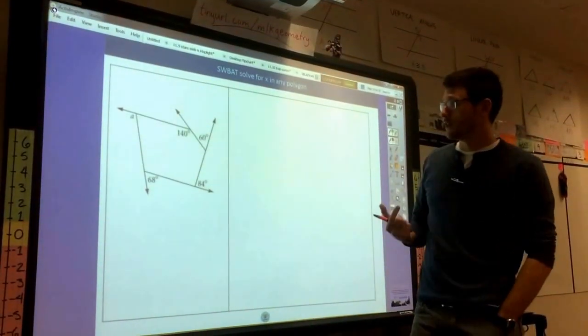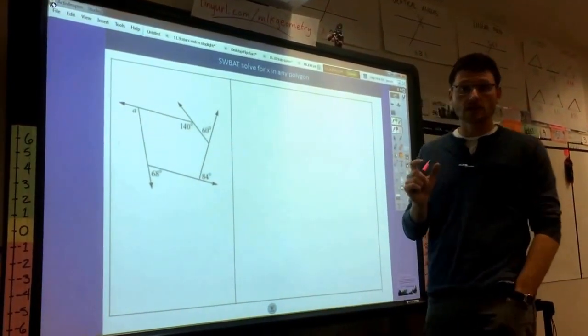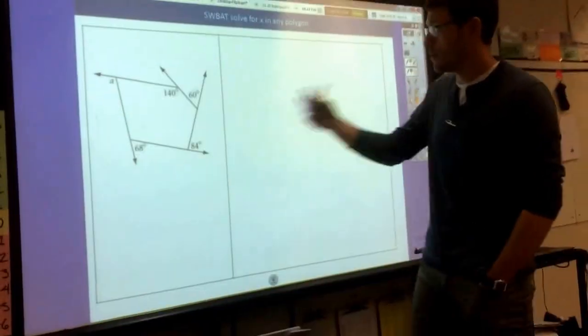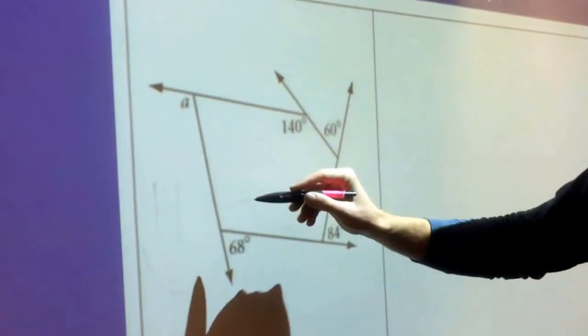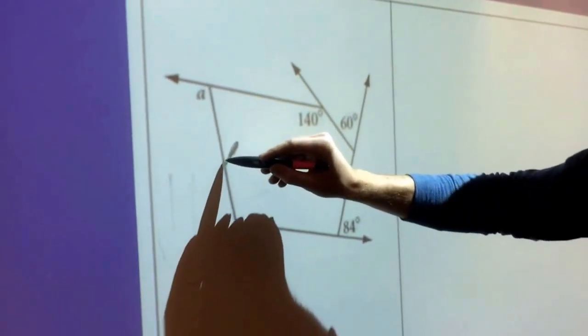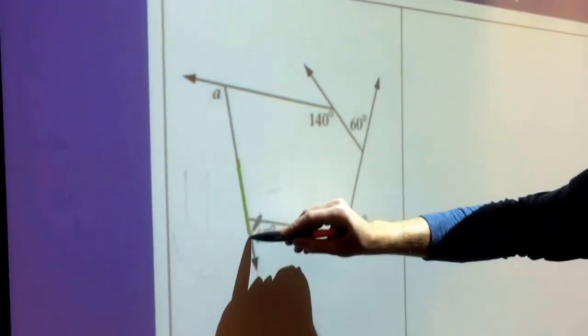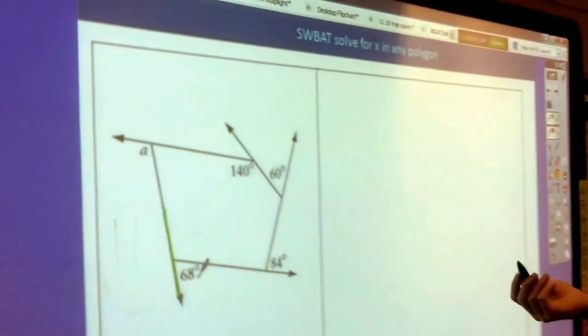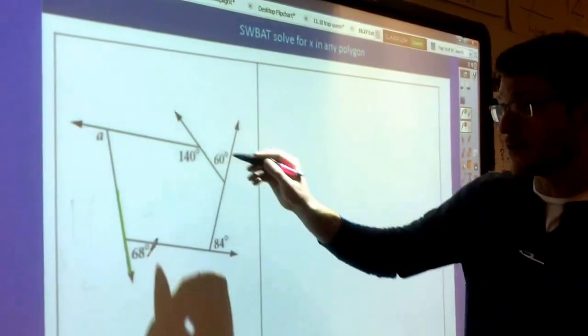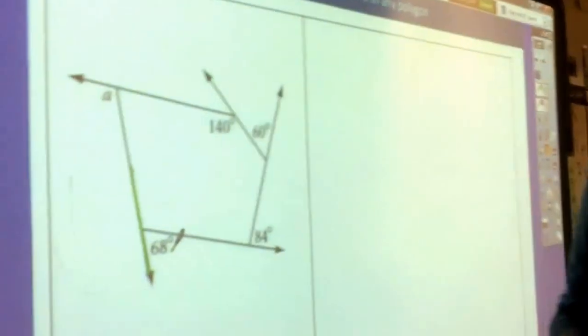Okay guys, in the last video we talked about interior angles, angles on the inside of a shape. Today we're going to be talking about exterior angles. All an exterior angle is, if we take one of the lines along the side of our polygon and extend it, this little angle that it makes is an exterior angle.